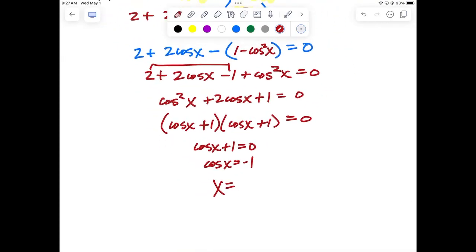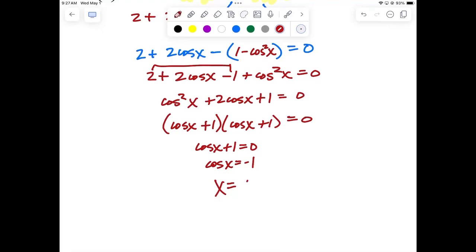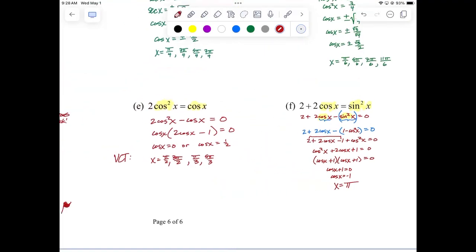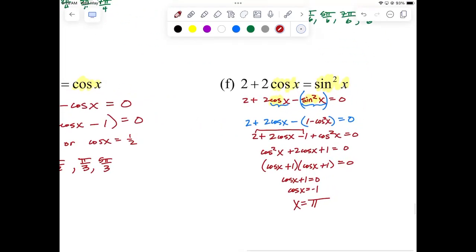Where is cosine equal to negative 1? No, that's where sine is negative 1. It rhymes with guy. Starts with P. Pi. Cosine of pi is negative 1. And there you go. We don't have to check it because there's no extraneous solutions. There's no denominator, so it works.